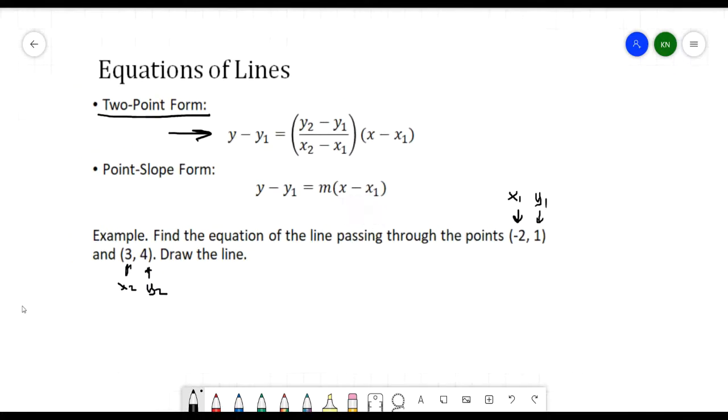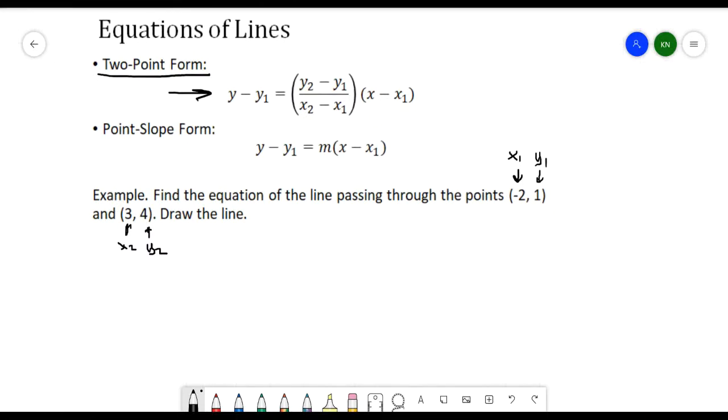So let's use the two-point form in finding the equation of the line. We have y minus y sub 1, which is 1, is equivalent to our y sub 2 minus y sub 1. As you can see, point-slope form and two-point form are just the same, because if you notice, the expression enclosed by the parenthesis is the slope, right? Basically, they are just the same. m is equivalent to y sub 2 minus y sub 1 all over x sub 2 minus x sub 1. So they are really the same.